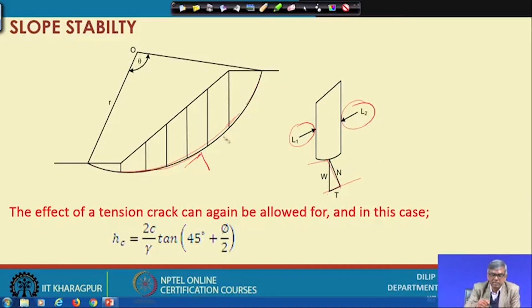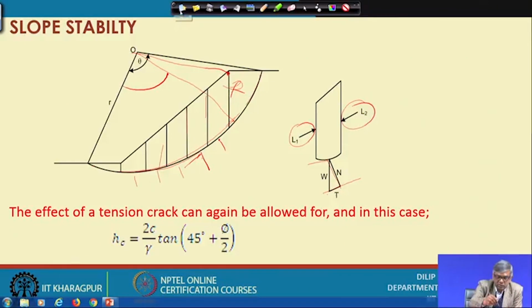For each slice, instead of isolating at the midpoint, I can do this, and from there I can find out T and N. I can also find out the effect of tension crack. If I take it, then again I have to subtract H c. Suppose the tension crack is coming here, then it will be terminated here, and I have to take this angle. It is a similar way, but the slice will start from here, and you have to ignore this.